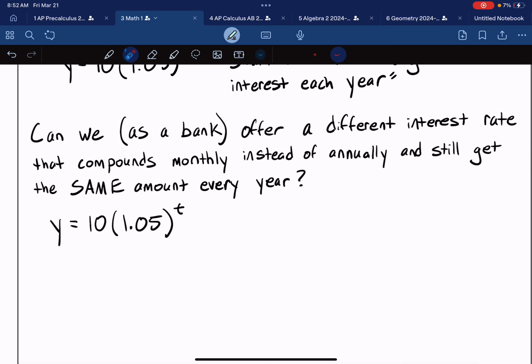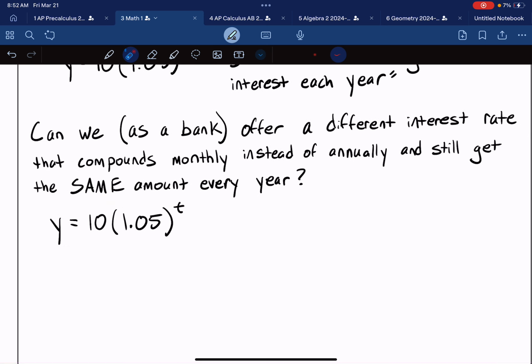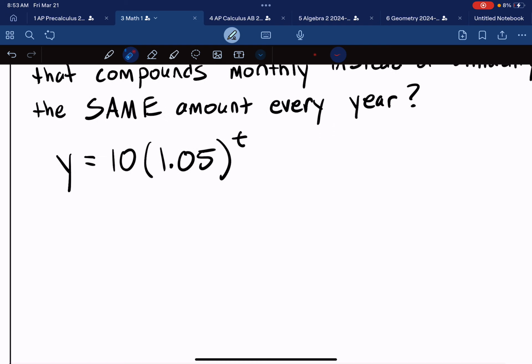So if you start with this amount, how can we modify it so that it's every month as opposed to every year? And the general idea here is you kind of pull this one apart and you say, okay, I want this t to be raised to the power of 12. So I want to multiply this by 12. And that's basically, we're done.